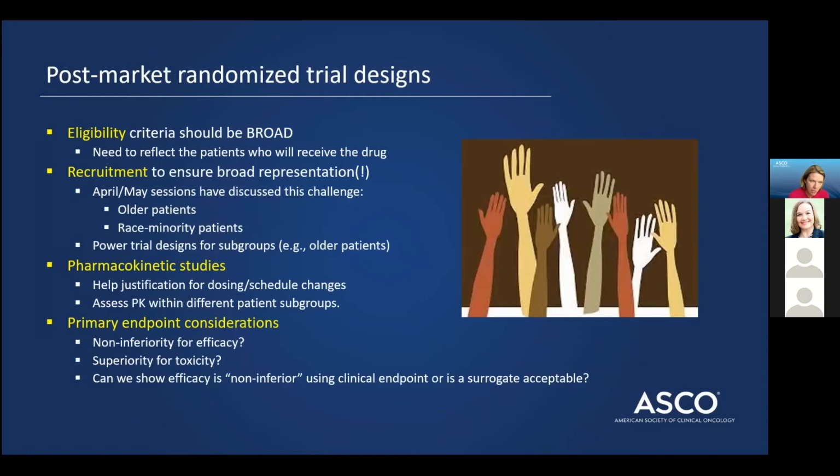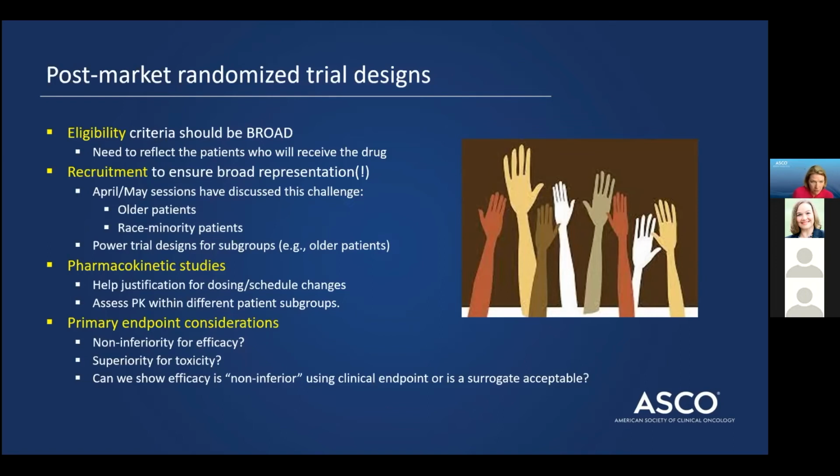And not just keeping eligibility broad, but trying to create a recruitment strategy to get a representative sample on your study. So we know well, in the April and May sessions of Project Significant, we talked about the challenges of getting representative patient populations in clinical trials. It's important to recruit patients of older ages and also race minority patients. It might be important to do pharmacokinetic studies if you're looking for dosing or schedule changes.